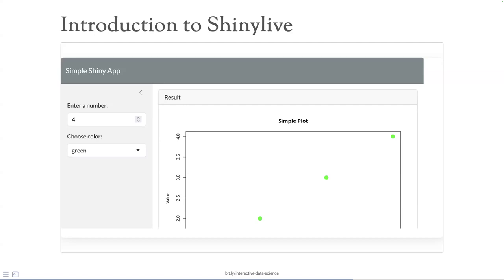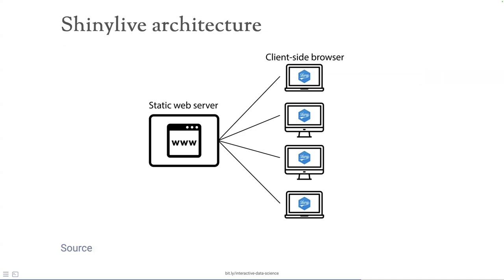ShinyLive was announced in July 2022 for Python and September 2023 for R, and it uses Pyodide and WebR respectively to enable fully in-browser Shiny apps without a backend. In terms of the architecture, all you need to run ShinyLive is these static web servers. When an application is deployed with ShinyLive, R or Python and Shiny run in the web browser. The browser is effectively both the client and the server for the application. That is pretty amazing. You don't need a separate server to host these apps.